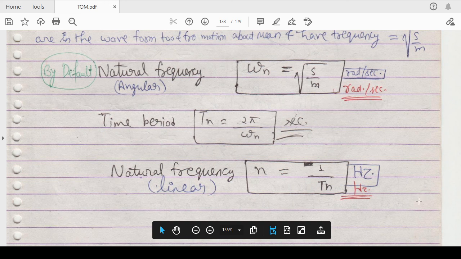So with the help of these formulas you can calculate the basic parameters: natural frequency, time period, and natural frequency in linear terms.